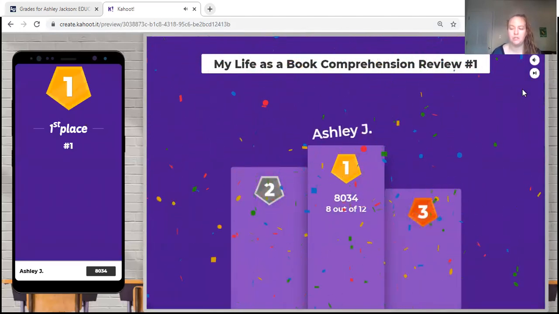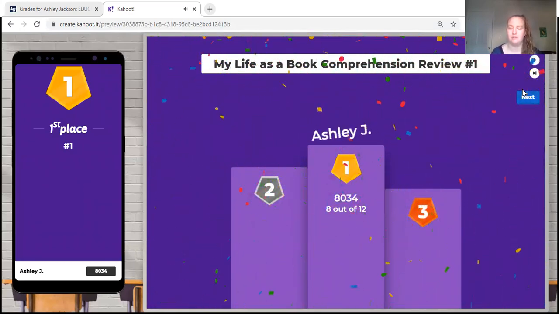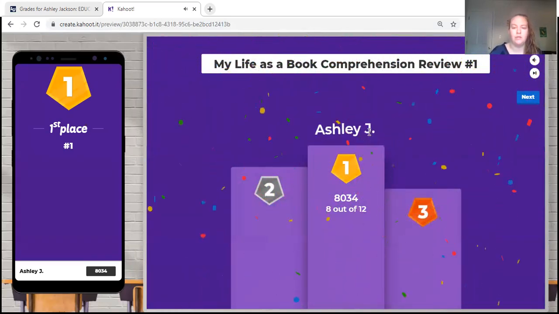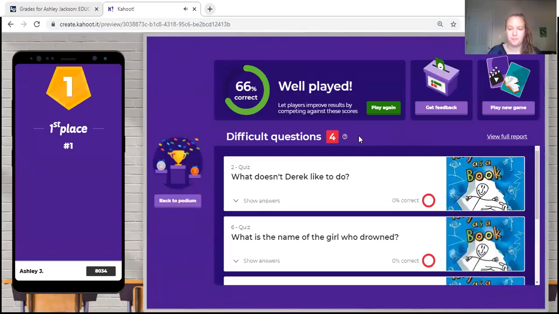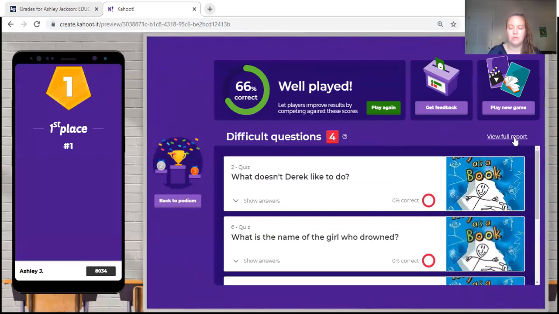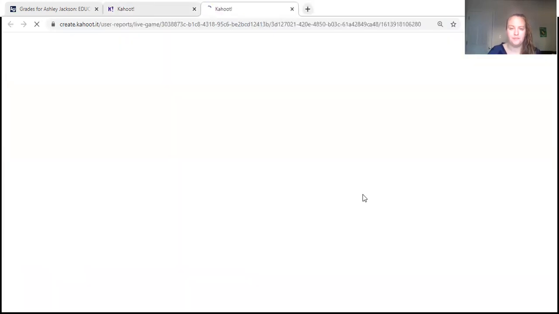And so the objective was to get students to get 10 out of 12 correct. Okay, that would give an 83% accuracy. So this allows you to see how well they're understanding the book and comprehending. On the teacher view, you can then hit next, and then you can see which questions were difficult for the students, okay? You can also hit full report, and this will bring up each question and how the students answered it.